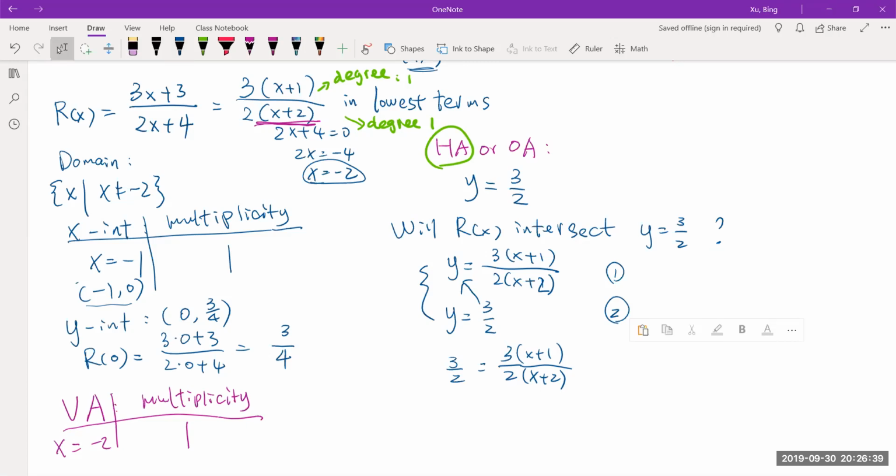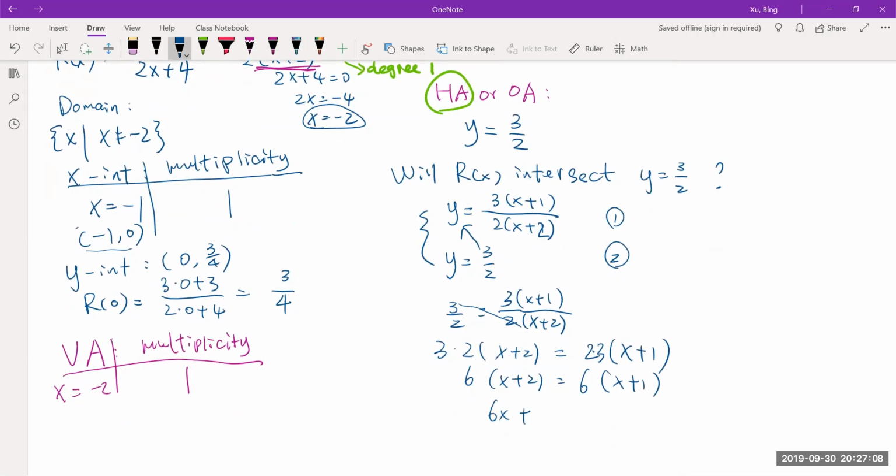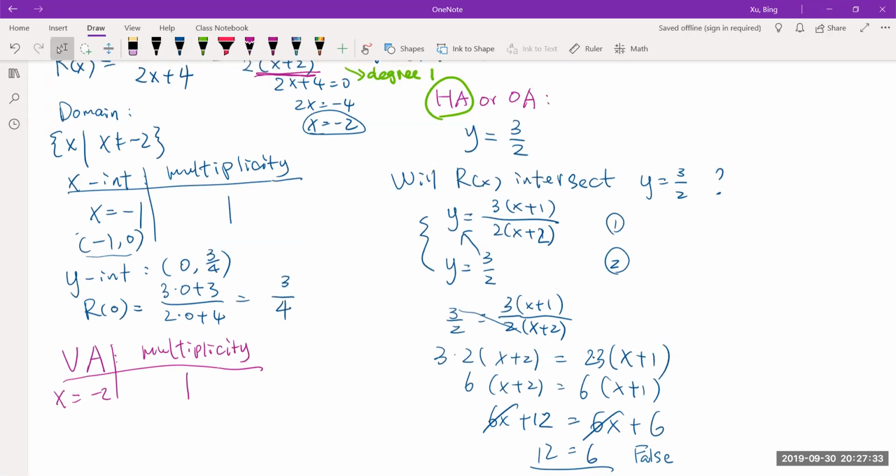For proportion equations, this 3 times 2, x plus 2 equals 2 times 3, x plus 1. So this is 6, x plus 2 equals 6, x plus 1. Distribute. 6x plus 12 equals 6x plus 6. Subtract 6x on both sides. You have 12 equals 6. Right? This equation will never be true, right? So the system has no solution because you're getting something that is not true. False. So therefore, will the R of X intercept Y equals 3 over 2? The answer is no, because this system has no solution.